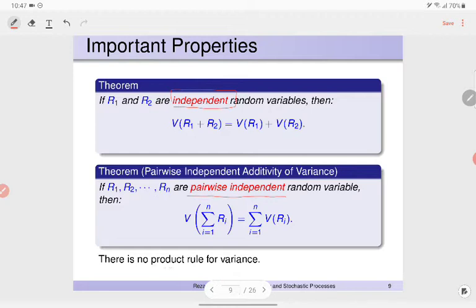What about the product rule? We don't have any product rule for variance, and of course we don't have a division rule for variance. There is no product rule for variance, even with mutual independence, for example.